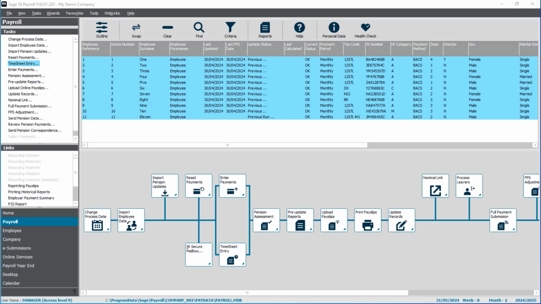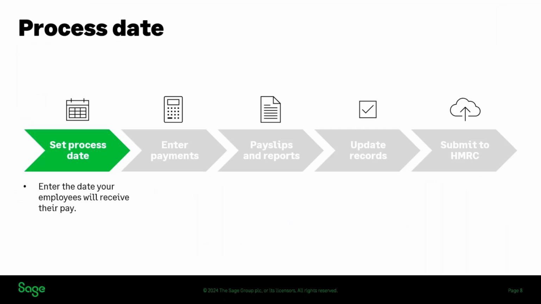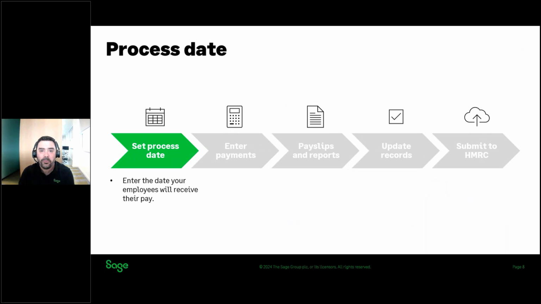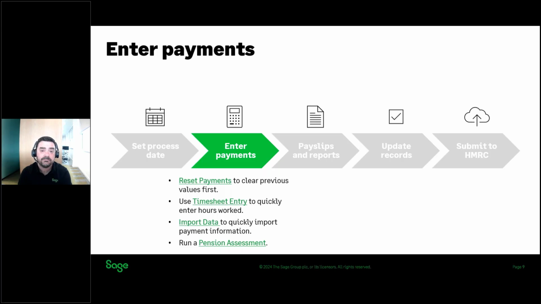So we'll just do a quick recap of where we're up to in the pay run at that point. So we started by setting the process date, being the date that the employees will receive their pay. And then the next step was to enter the payments. So before doing this, you could run reset payments to clear previous values.